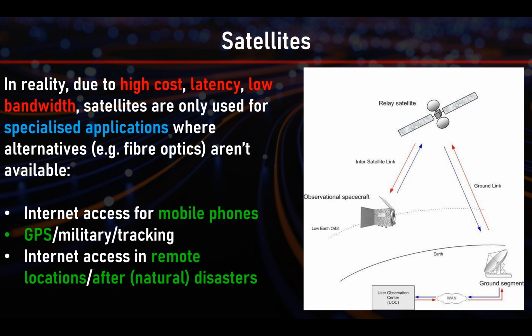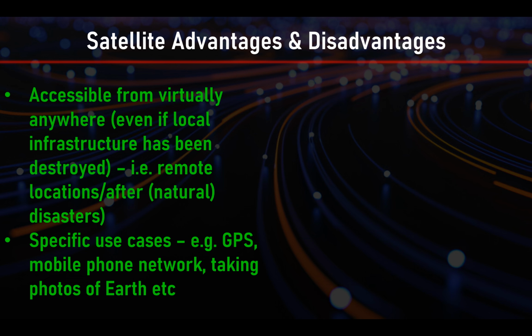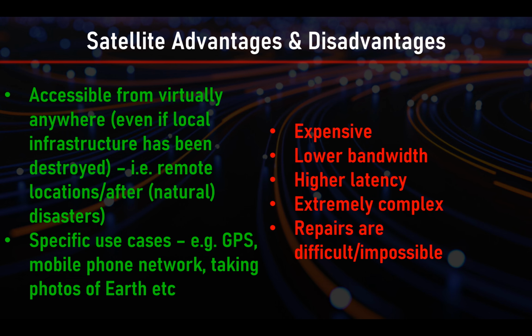I guess after natural disasters, if the ground-based infrastructure is destroyed, then hopefully the satellites will still be working, and as long as these ground segments are working, that's still going to work. And also internet access on planes, which is becoming more and more common these days. So I think we mentioned advantages were accessible from anywhere, specific use cases, GPS, etc. Disadvantages were expensive, lower bandwidth, high latency, and extremely complex. Also, repairs are difficult or impossible, because if you have some hardware error on the satellite, you're not going to have a way to actually repair that. You can't send someone up there to repair it.